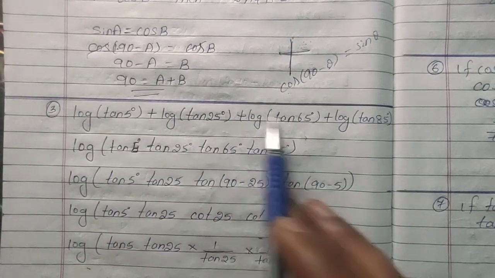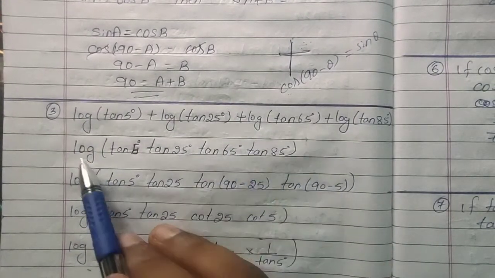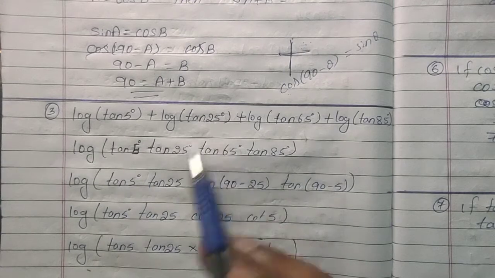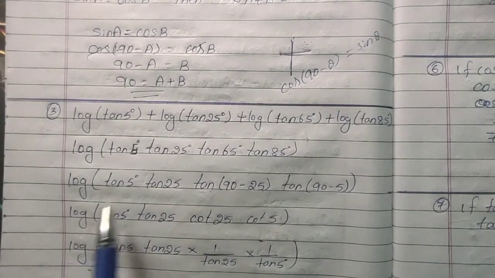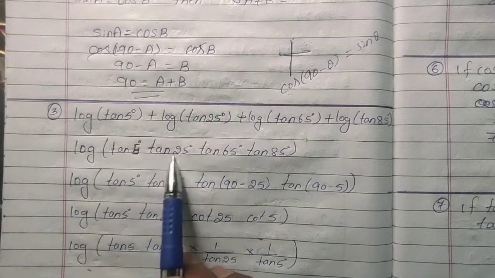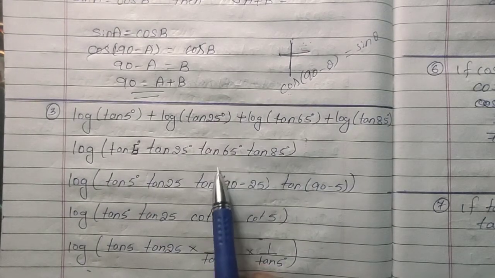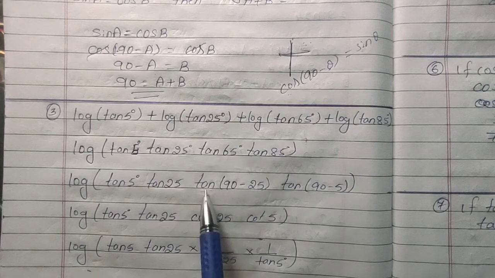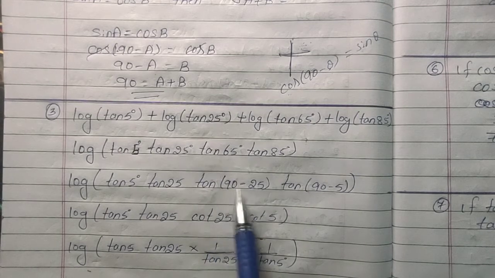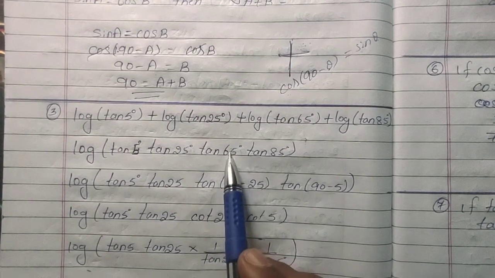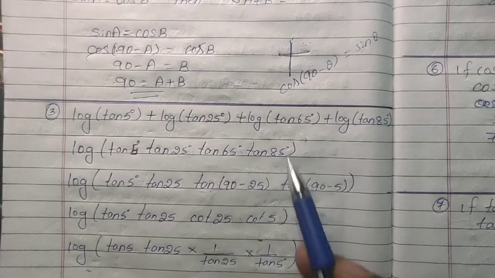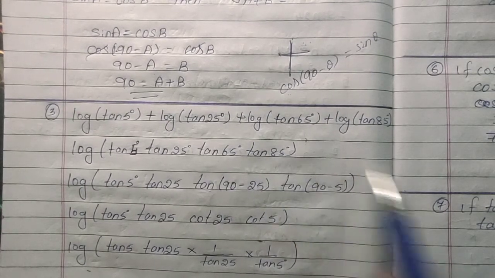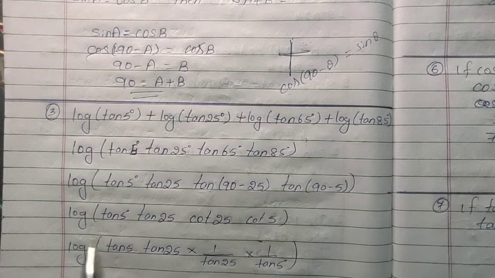And it is adding, so we can write it as log of tan 5 into tan 25 into tan 65 into tan 85. See, tan 5 as it is, tan 25 as it is. This 65, can I write it as 90 minus 25? This tan 85, can I write 85 as 90 minus 5? Yes or no?